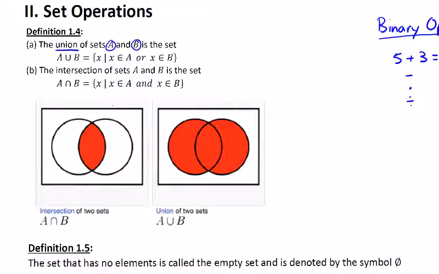Now that operation symbol is defined to be a compound statement. We discussed compound statements in an earlier example, and this is an OR compound statement. So that means that the union only requires that one of these 2 statements be true in order for an element to be a member of the union.